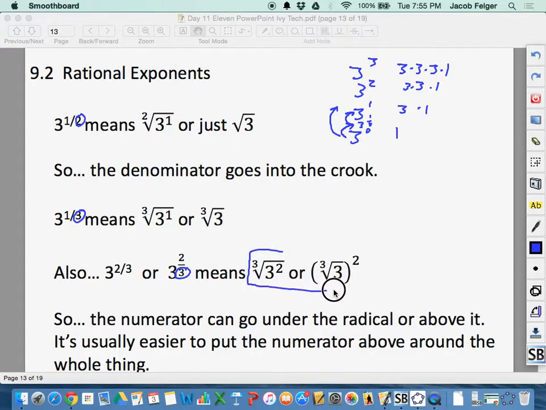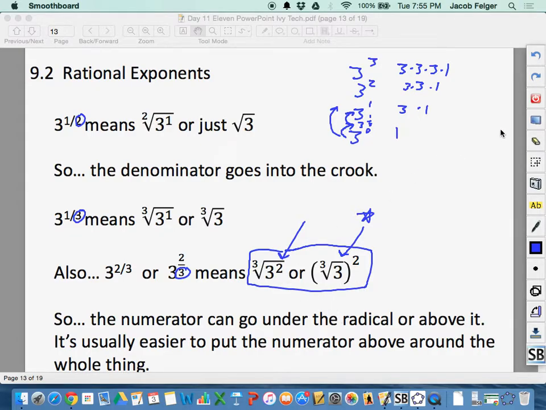And Joe and I were discussing some of the math lab stuff is going to have you do it this way, and some's going to have you do it this way. This is the preferred method as you get further and further in because it's easier. But you might have to do it either way. They both calculate out to the same thing in your calculator.